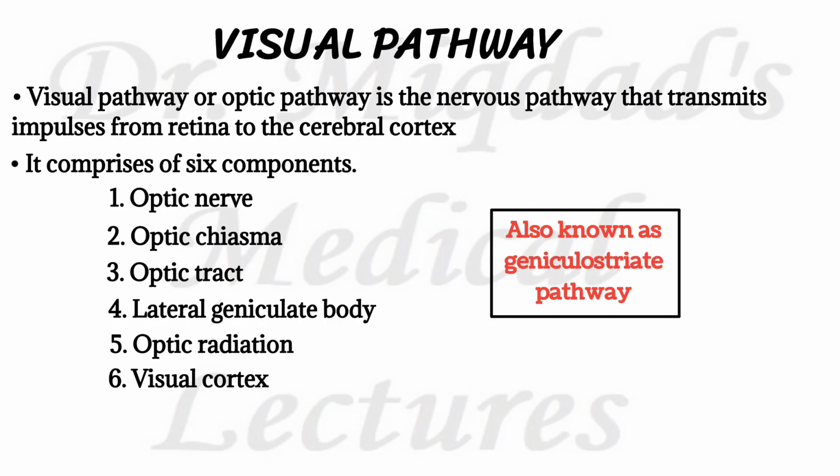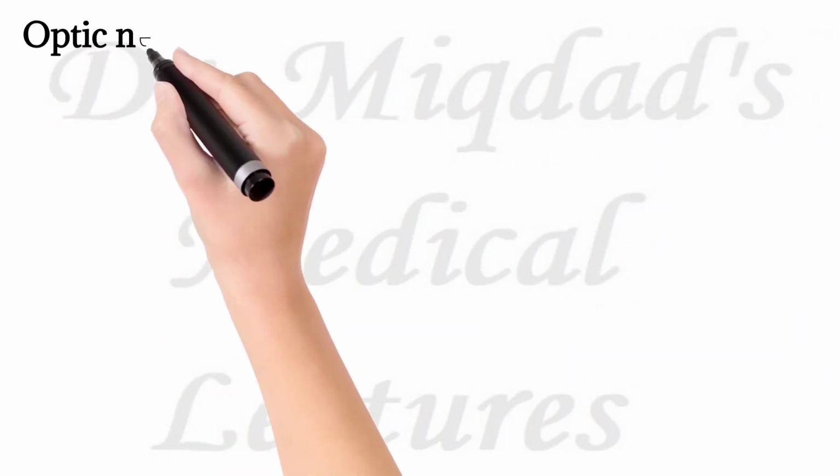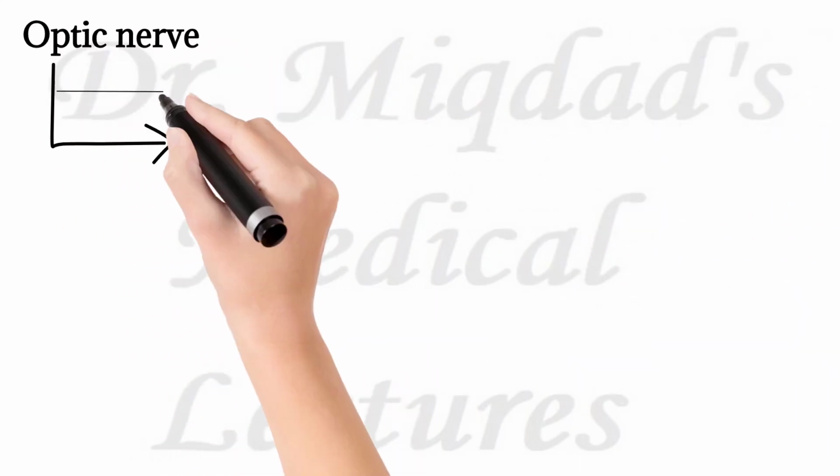These secondary pathways I will discuss in detail at some other time in my upcoming videos. But our today's topic is the primary visual pathway or geniculo-striate pathway. So now let's discuss it in more detail. Let's begin with the optic nerve.